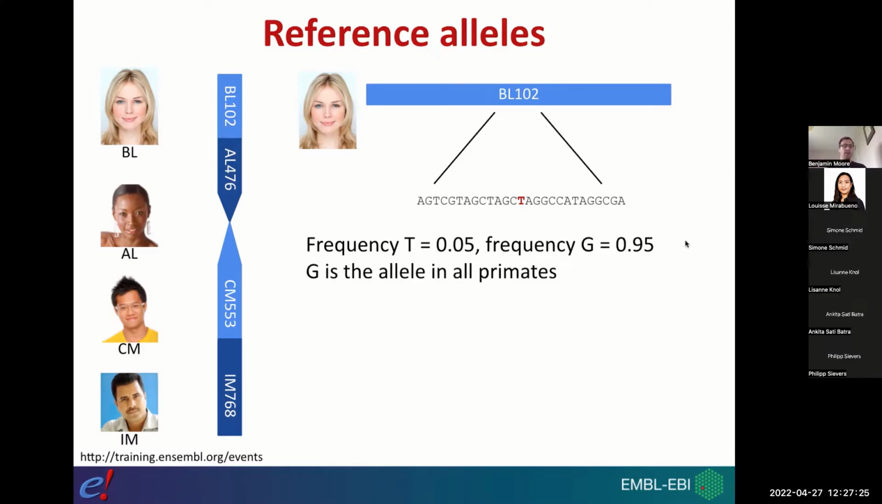And G is the allele that we find in all primates as well. If we align this region of the genome to orangutan and chimpanzee and gorilla, for example, the other great apes, we would see that G is also the allele that we find in this position. So that G is the ancestral allele.